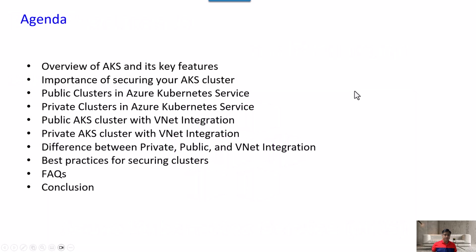Here is the agenda. First, we are going to learn about an overview of AKS and its key features. What is the importance of securing the AKS cluster? Then we will understand public clusters in AKS, private clusters in AKS, public clusters with VNet integration and private clusters with VNet integration. Then we will differentiate between these features, private, public, and VNet integration, and the best practices for securing the AKS clusters. And then we will discuss the FAQs and conclude this session.